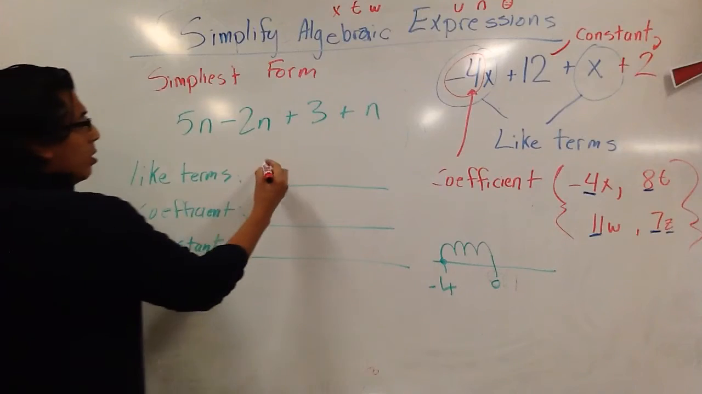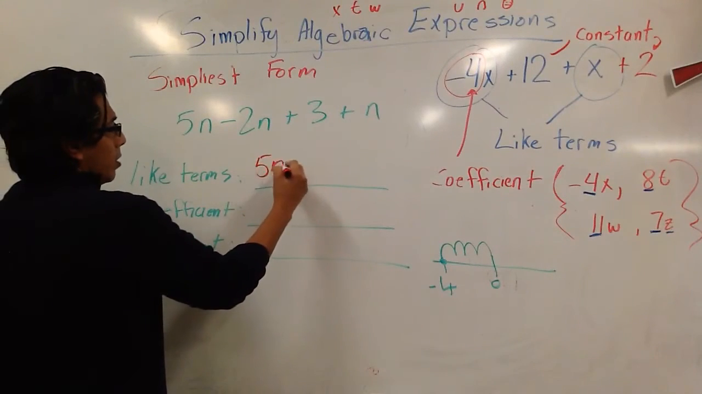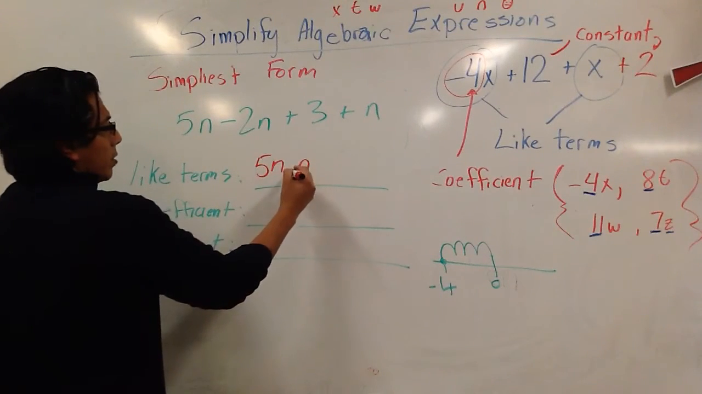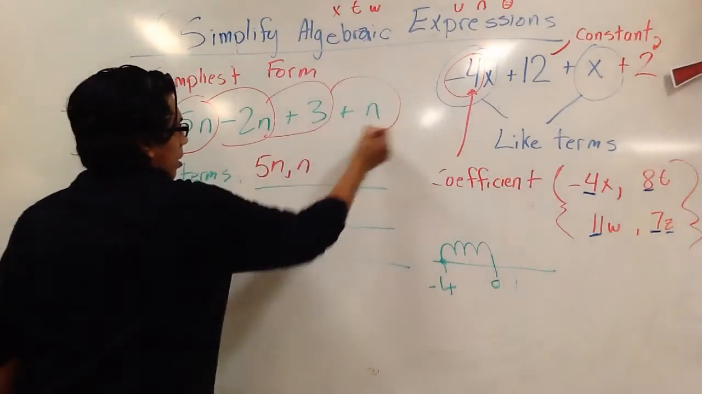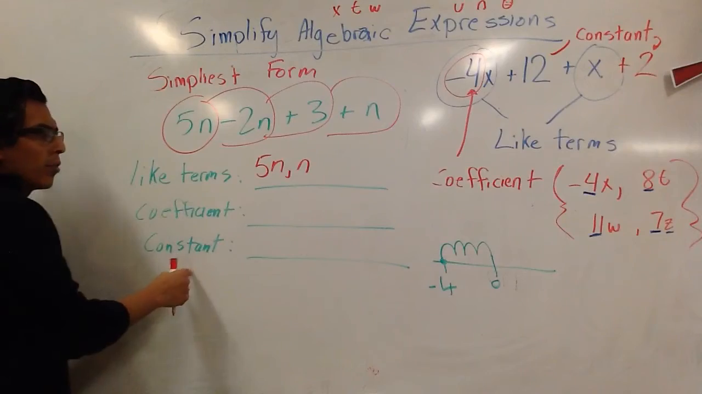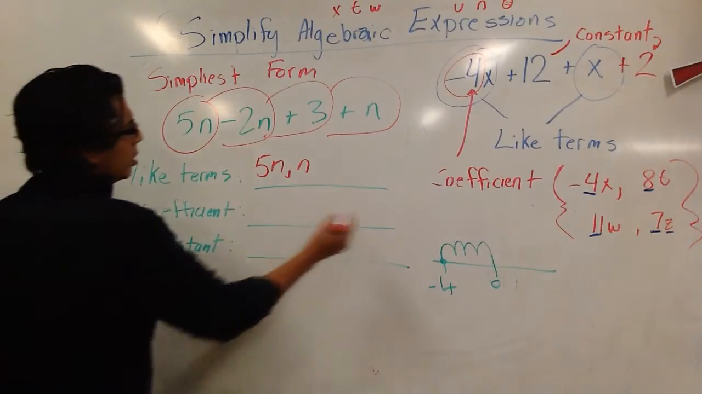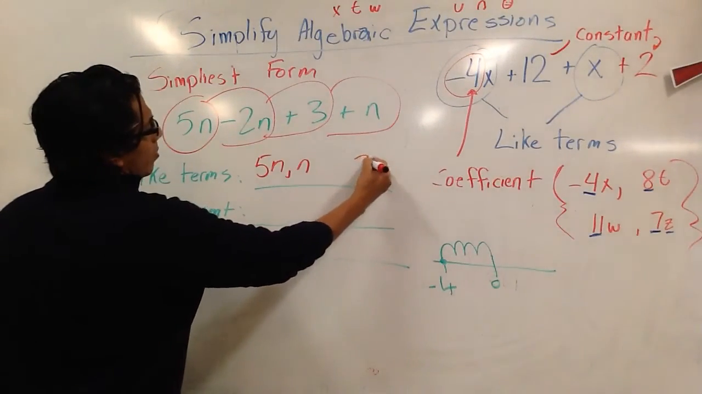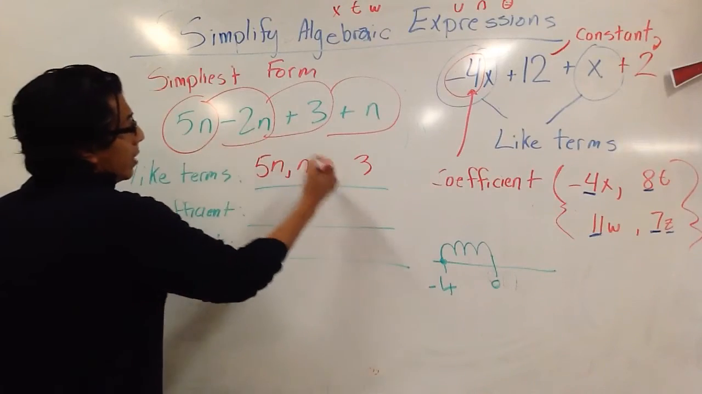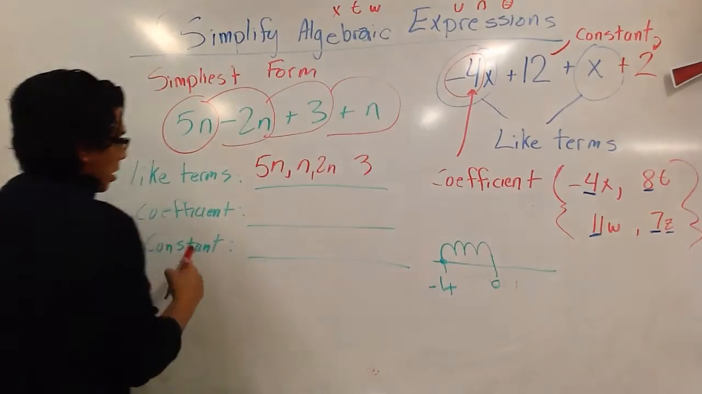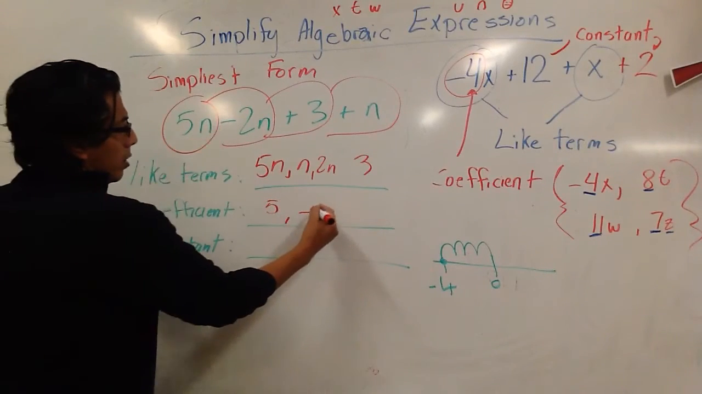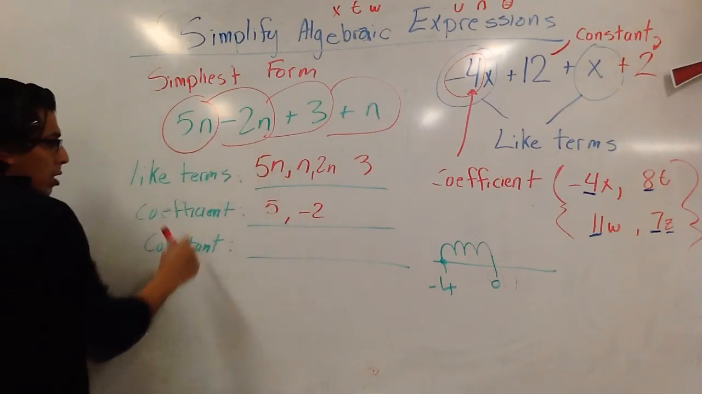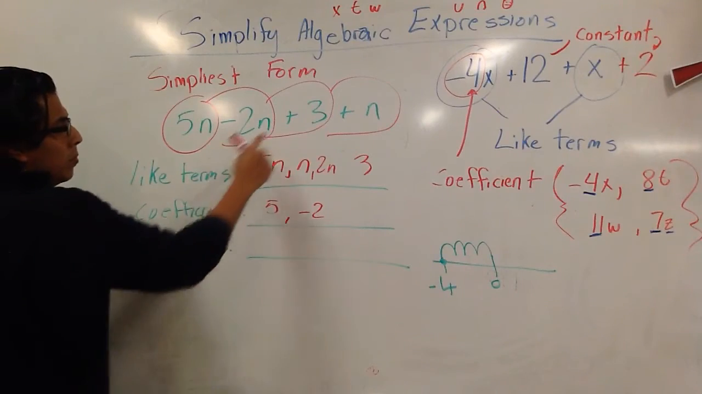Like terms, well, 5n and n. In fact, I'm going to circle them so I can see it more clearly. And guys, yes, you do need to write out the word. It helps you learn it. What else? And 3. Oh, wait a second. 5n and 2n. Coefficients: 5 and negative 2, right? That's being constants. 3.